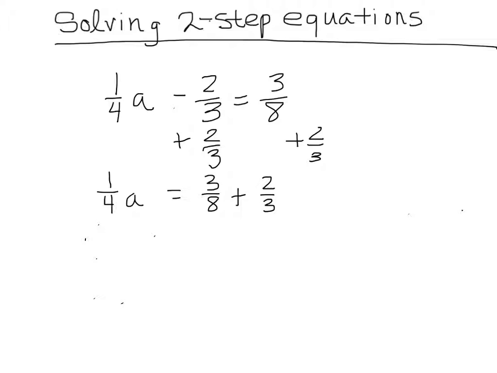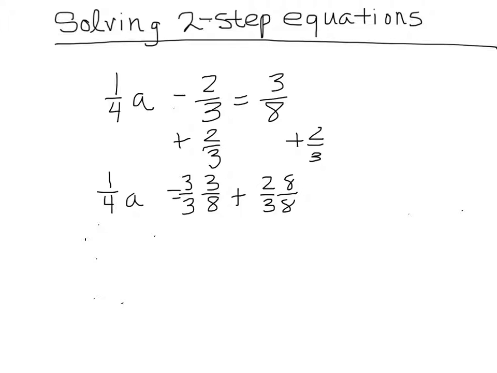Well, I can't add 3/8 and 2/3, so I'm going to have to change both of these terms to a common denominator. So I think I'm going to change them to 24ths. Makes sense. So I'm going to multiply this by 3 over 3. I'm going to multiply the 2/3 by 8 over 8.